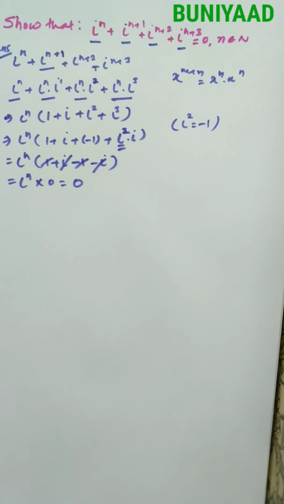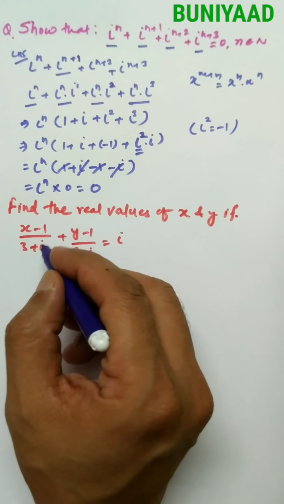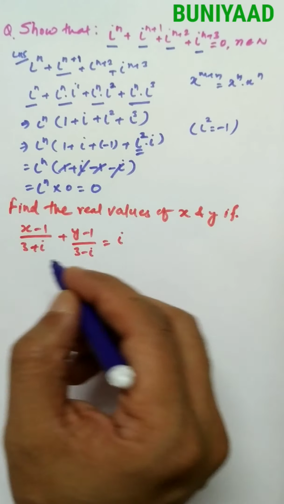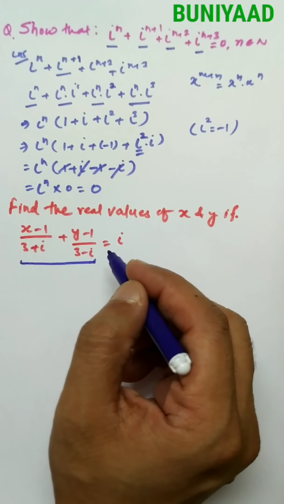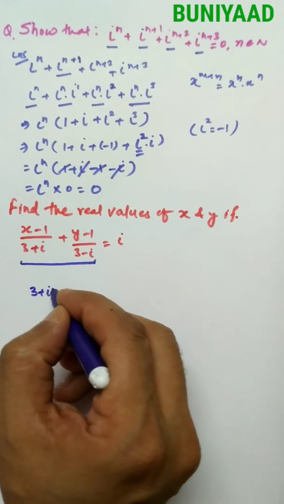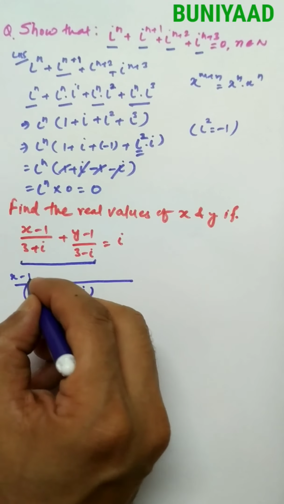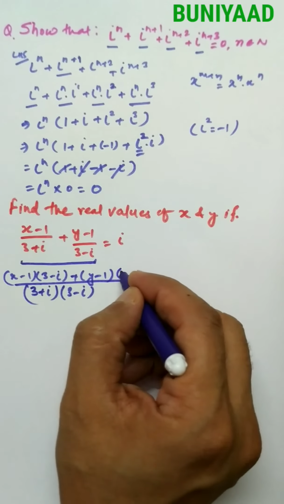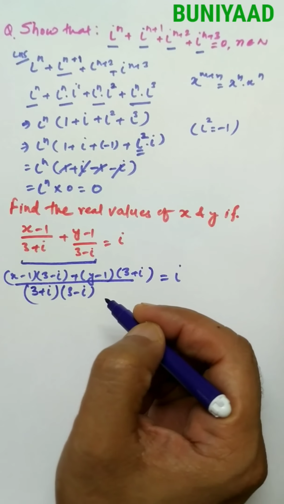So this becomes 0. Next question is: find the real values of x and y if (x minus 1) upon (3 plus iota) plus (y minus 1) upon (3 minus iota) equals iota. First of all, we will convert the left hand side into the form a plus iota b. How? You can take the LCM. The LCM will be (3 plus iota)(3 minus iota), so it will be (x minus 1)(3 minus iota) plus (y minus 1)(3 plus iota) equals iota. You have taken the LCM.